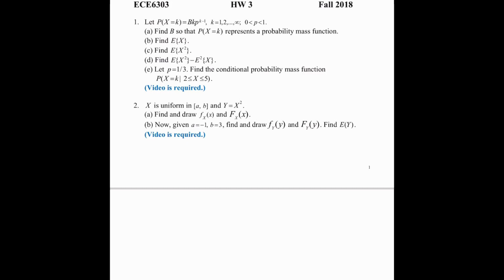Problem 1. Let the probability of X equals k equal b k p to the k minus 1 power, k is 1 to infinity, p greater than 0 and less than 1. Question A. Find b so that the probability of X equals k represents a probability mass function.